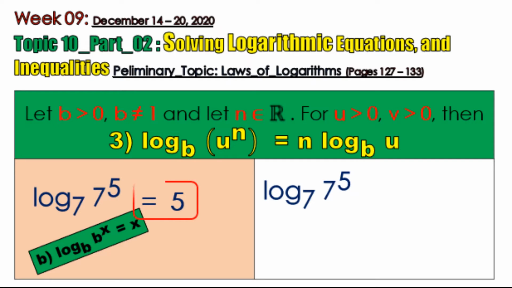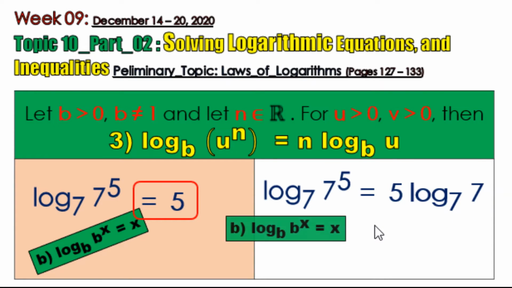And we have to check that this logarithm of 7 raised to 5 to the base 7 is equal to 5 times the logarithm of 7 to the base 7. So applying one of the basic properties of logarithm, we have 5 times 1 because the exponent of 7 is 1. So 5 times 1 is 5. And therefore, these two are equal. Okay?